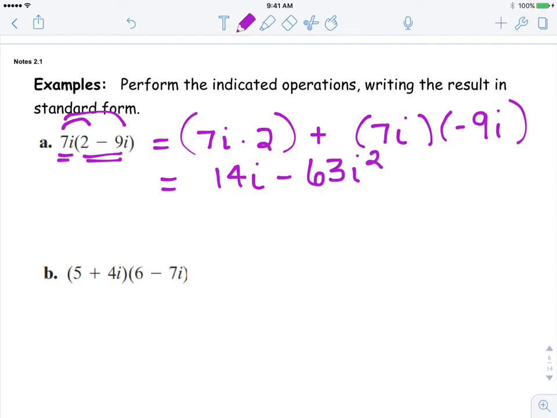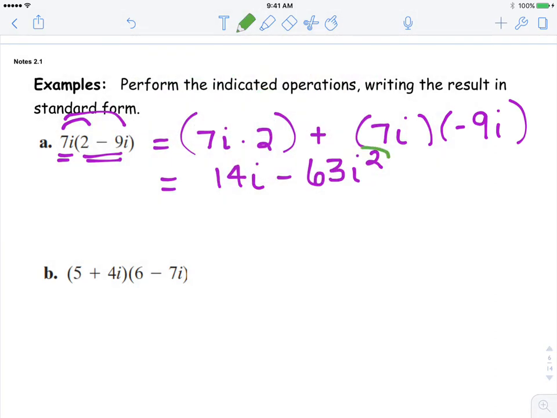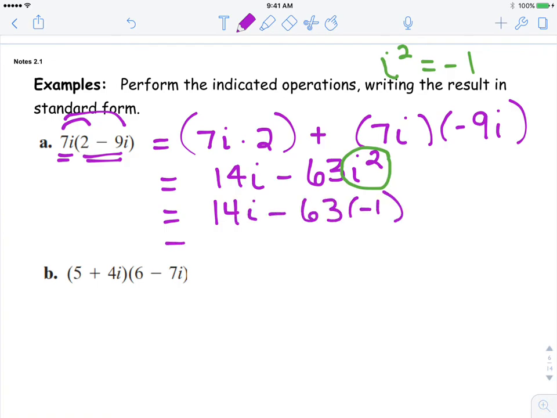Now we do need to simplify this further by remembering the rule of this i squared. Remember, i squared equals negative 1. So we're going to replace that, and the negative 63 is going to change to a positive 63. So our final answer then is 63 plus 14i. You always want to put in standard form your real part first, then your imaginary part. That is considered standard form.